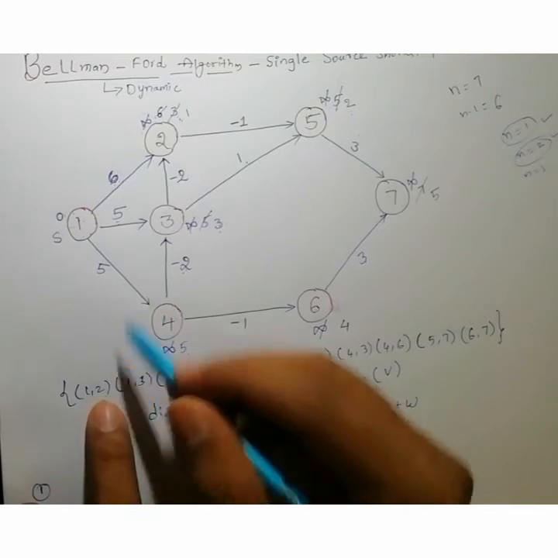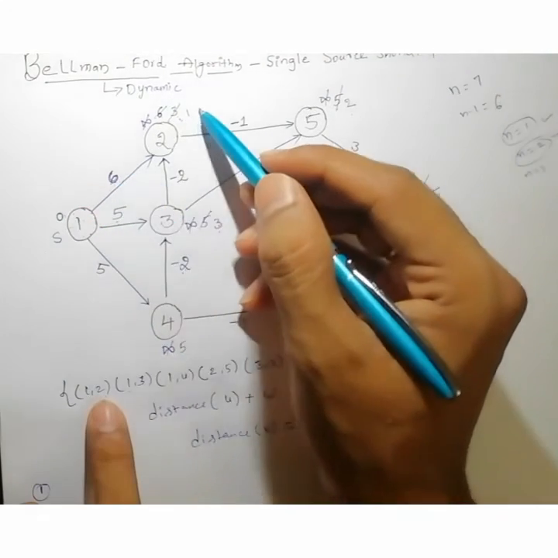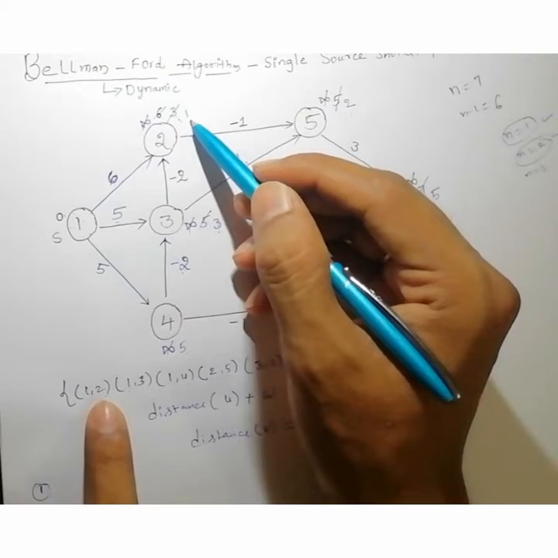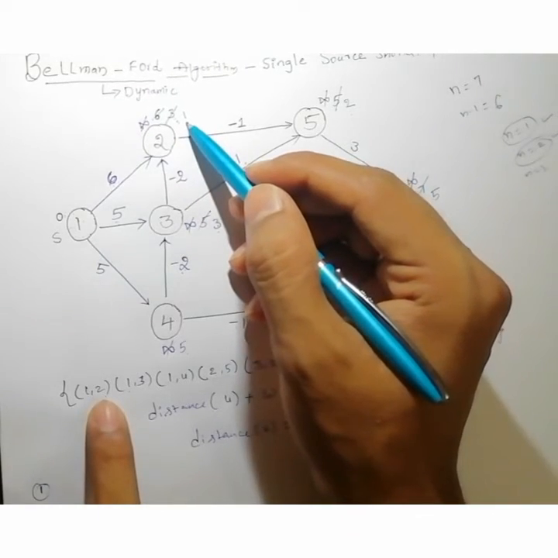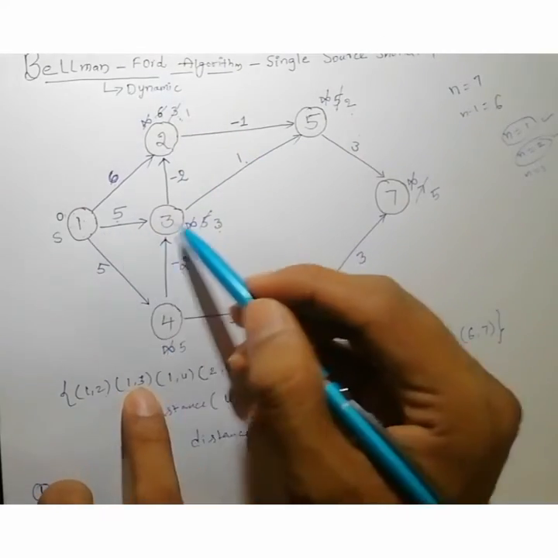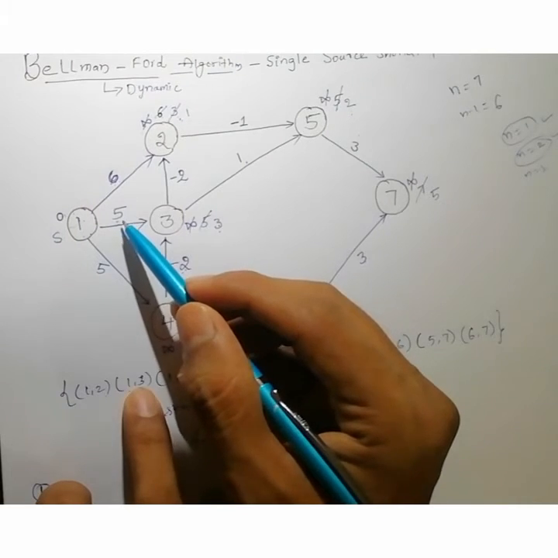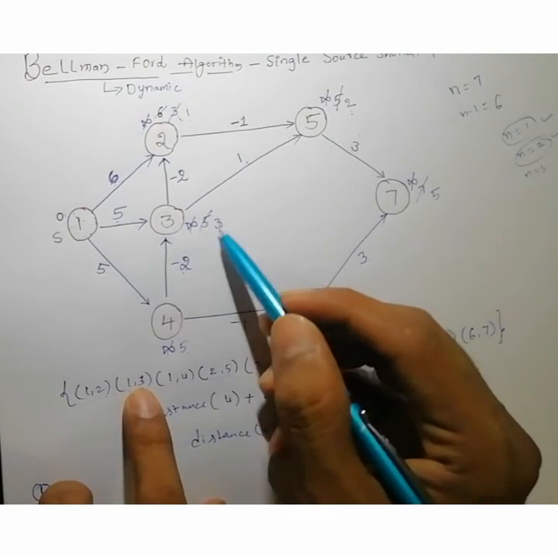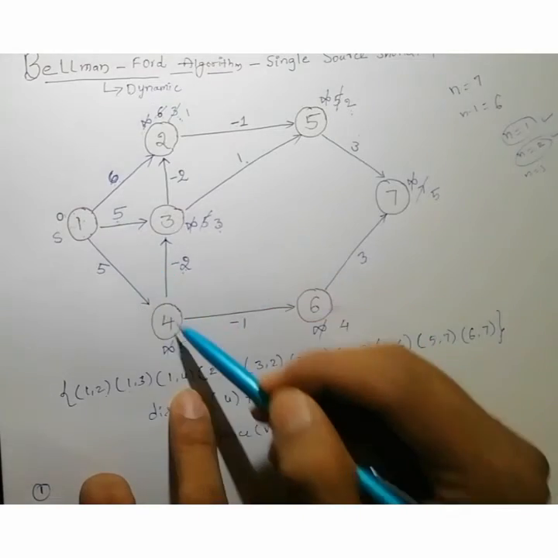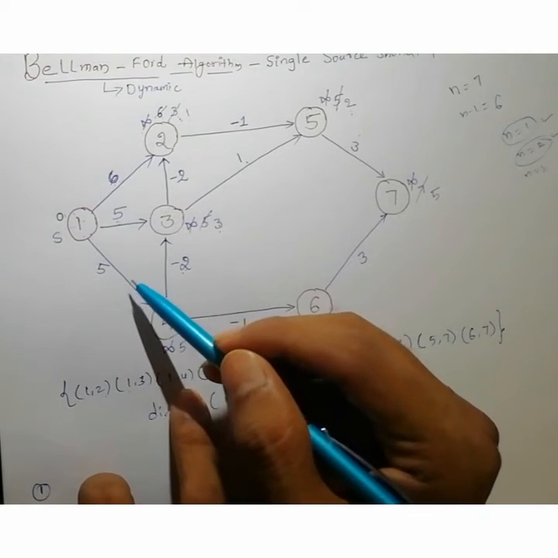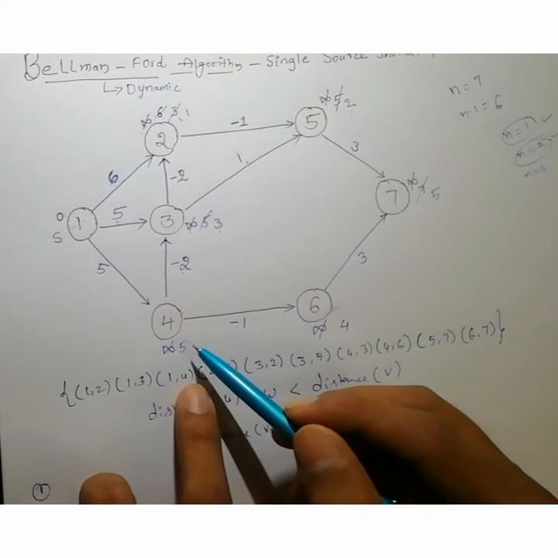Check from 1 to 2. 6 is less than 1? No. So still the minimum distance of 2 is 1. Again from 1 to 3, 0 plus 5, that is 5. Is 5 less than 3? No. So 3 itself. Again 1 to 4, 0 plus 5, that is 5 less than or equal to 5? No. So for 4, the distance is still 5.